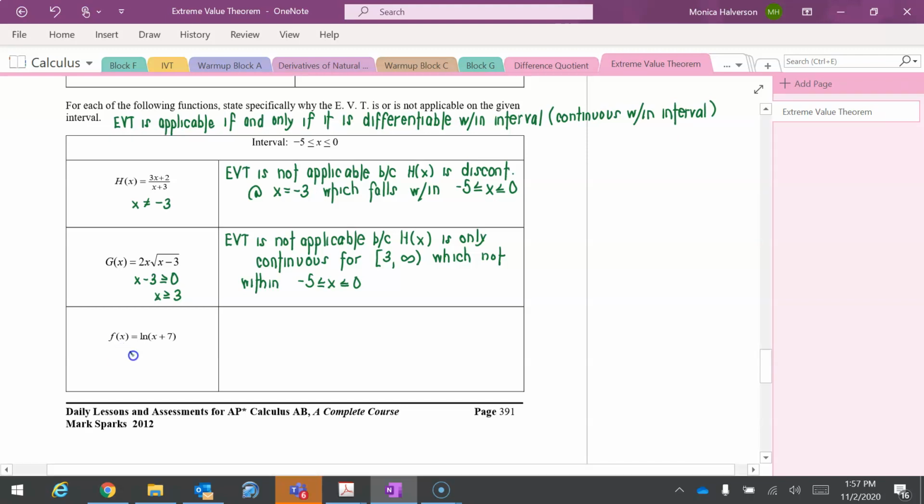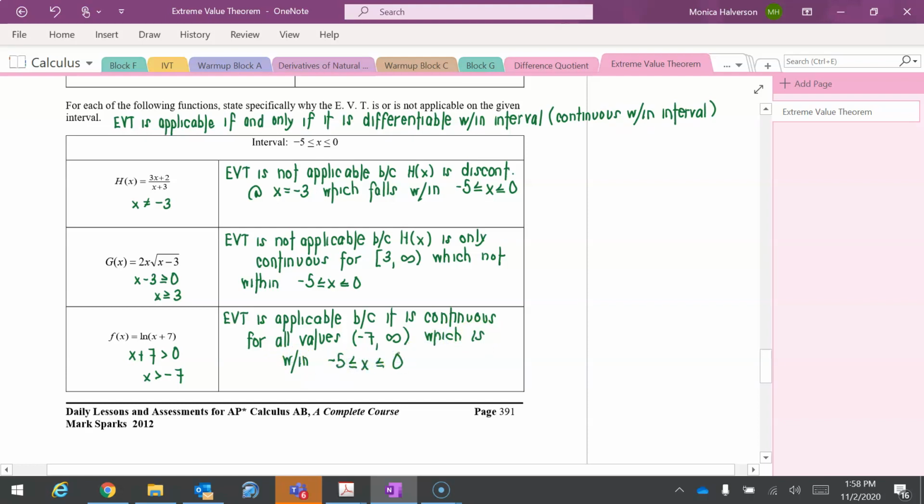For our third one, we know the rules of logarithmic functions, that our logarithmic argument has to be greater than 0. So x has to be greater than negative 7. Oh, that falls into our interval. So we can say EVT is applicable because it is continuous for all values greater than negative 7, which is within the interval given to us.